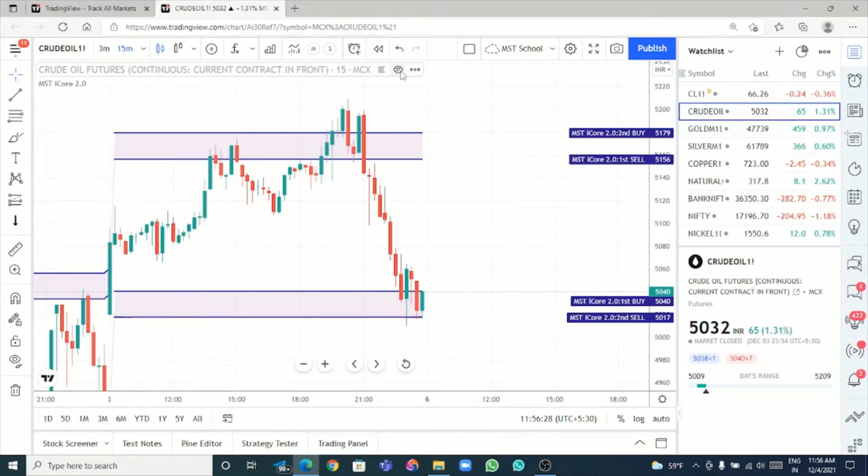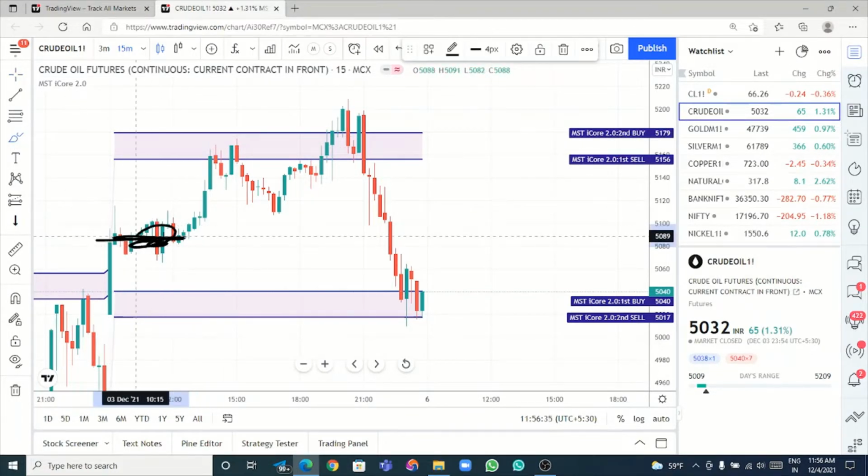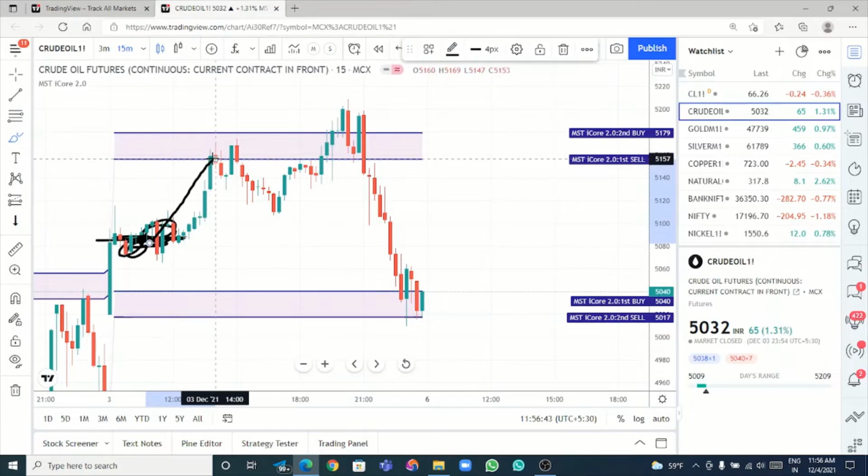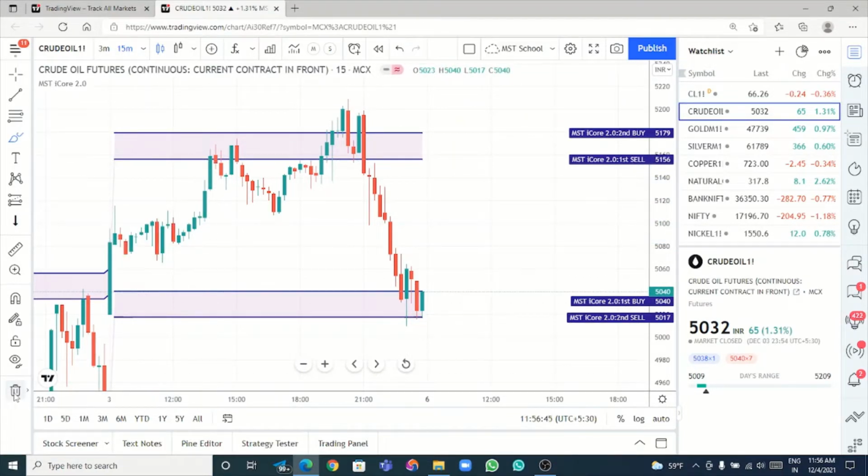Now I am enabling the candles. Now you see what happened to the market. The market opened here. It was sideways for a few minutes or a few hours. Then it exactly hit our sell entry. Exactly hit our sell entry. So now you can see one thing here. This candle is having very powerful bullish strength.